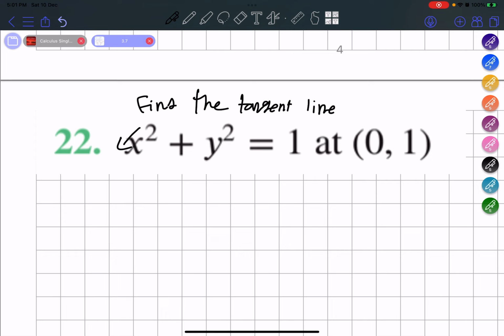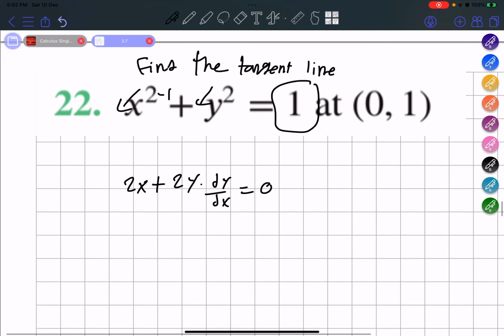So x squared becomes 2x to the power of 2 minus 1, so power 1, we don't have to write it, plus 2y. But since we have a y, we have to write times dy over dx, equals the derivative of 1, which is 0, because it's a constant. Now we have dy over dx.